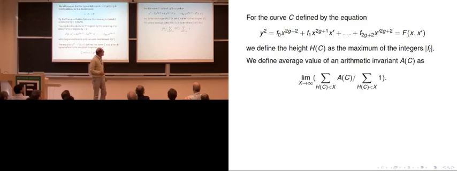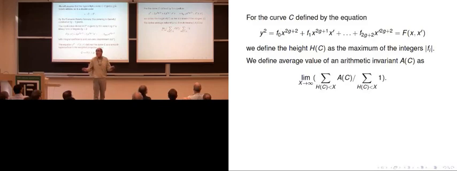Okay? And once we have the height defined, it's clear that there are only finitely many equations of height less than or equal to x, because these f_i are integers, and once we bound the maximum of their absolute value, there are only finitely many integers in that box. We can define the average value of an arithmetic invariant associated to the curve as this limit, where you sum over all the curves of height less than x the value of the invariant, then you divide by the number of curves of height less than or equal to x. And if that limit exists as x goes to infinity, which is always a hard thing to prove, then we'll call that the average value of an invariant.